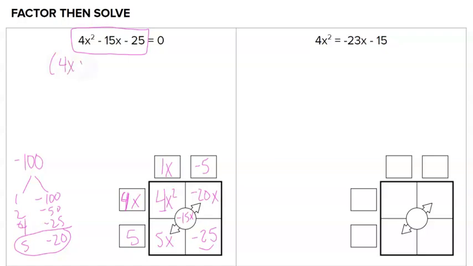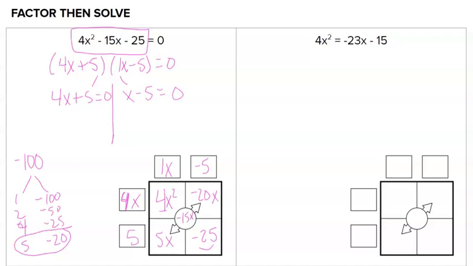We have 4x plus 5 times 1x minus 5 equals 0. So now to finish solving that, we would set both of these factors equal to 0. 1x minus 5 is really just x minus 5. So to make your solving process easier, you can take away that 1. And then we would solve both of these equations.